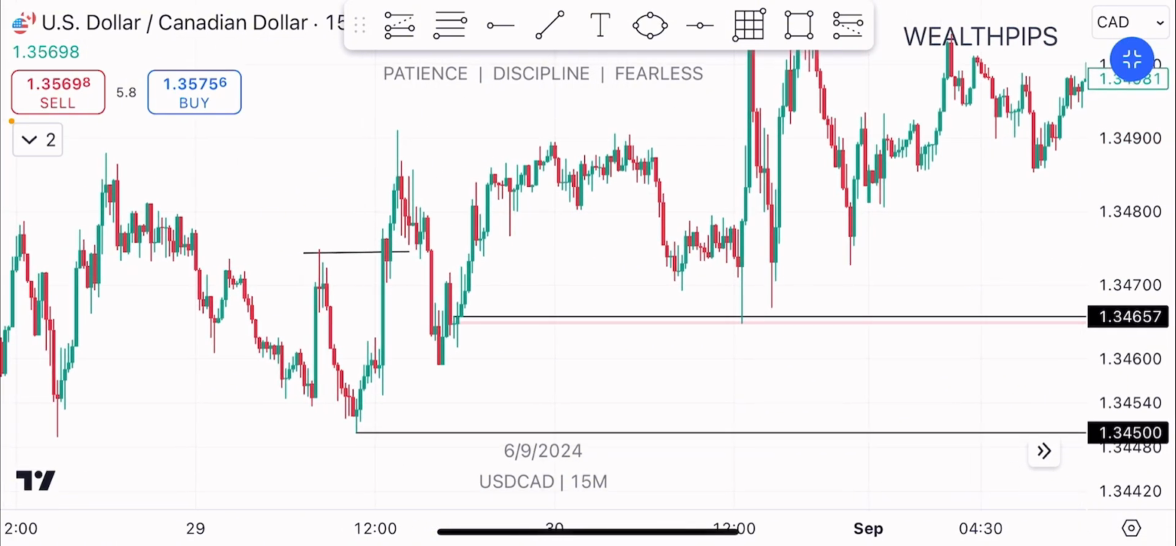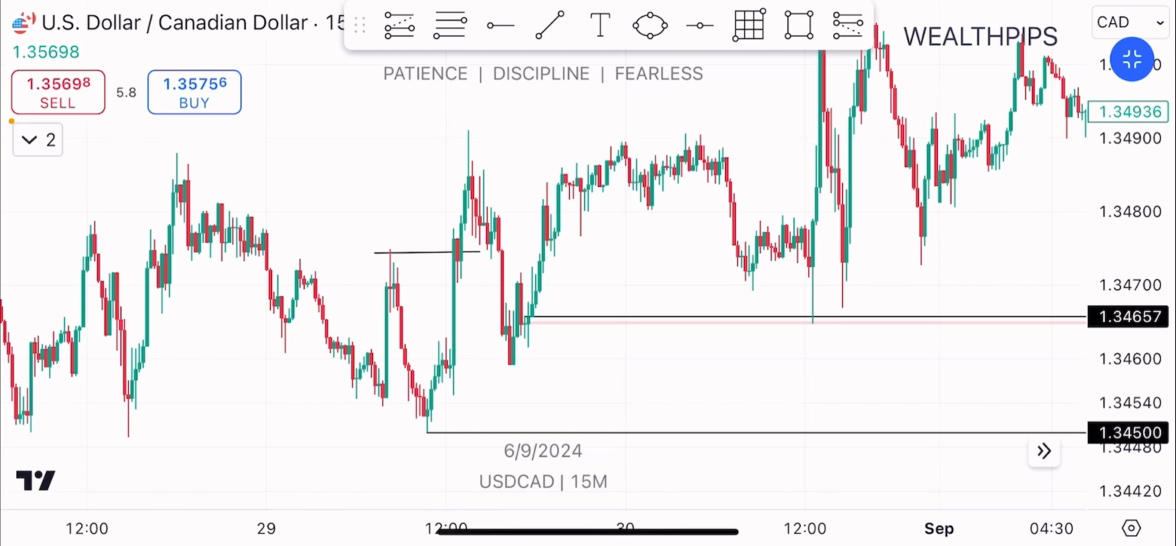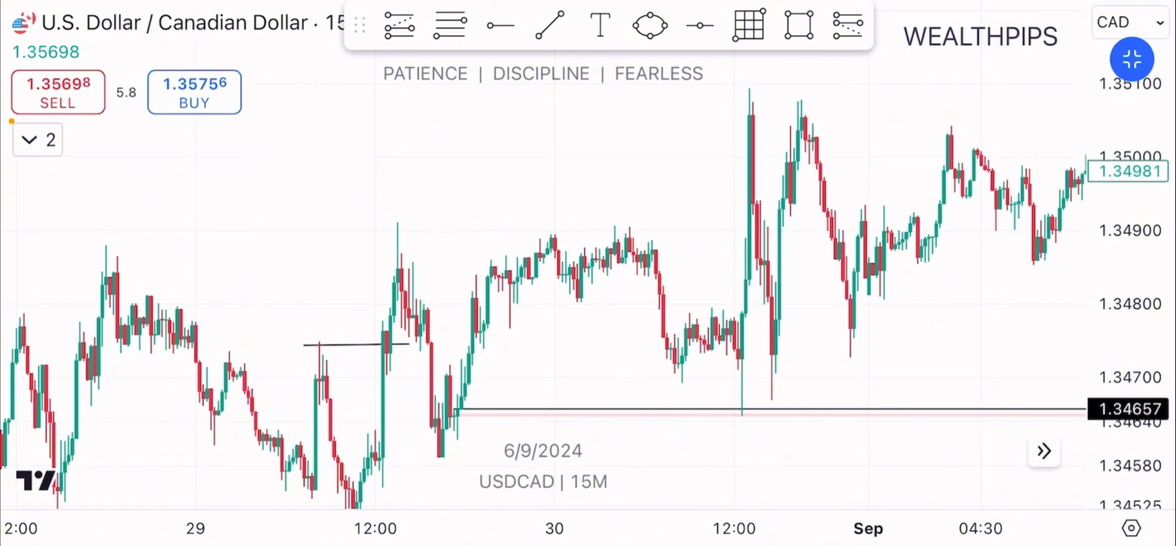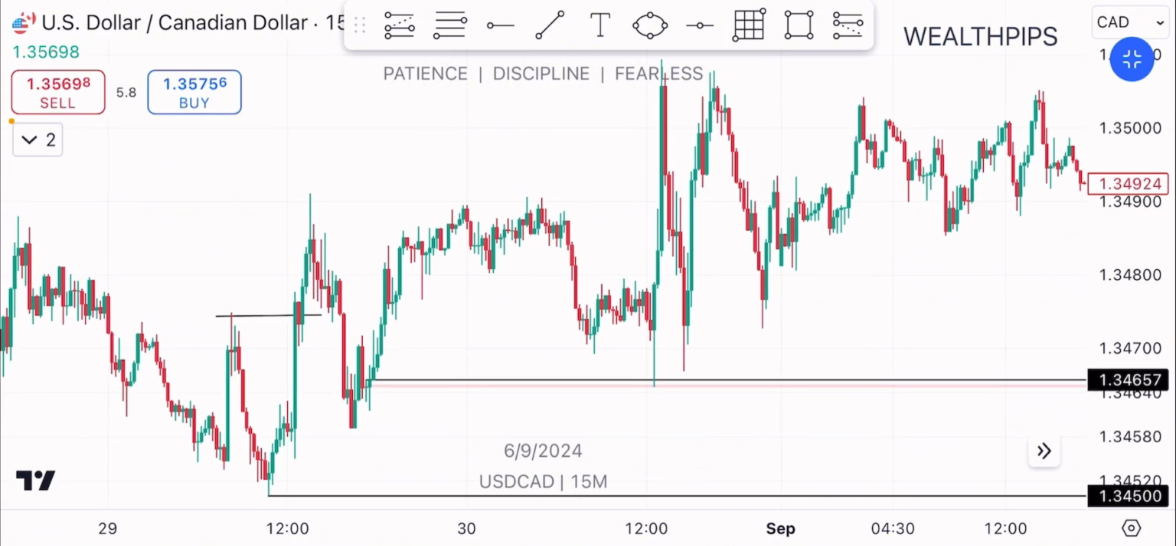This was the sweep of liquidity here and the break of structure, your retracement, and then I was waiting for another break of structure to happen.